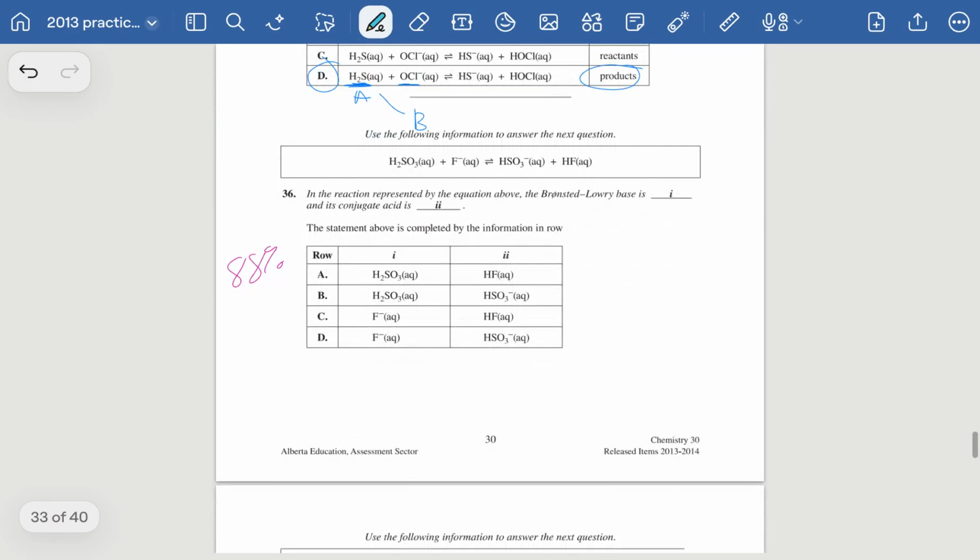Okay, the next one, looking at the equation above, the Bronsted-Lowry base. So looking at the base, we have the hydrogen being donated, and on this side, the hydrogen being donated. So the base is going to be the F negative, and then its conjugate acid. So to be a conjugate acid, it's a difference of 1 hydrogen. So the answer is going to be C.